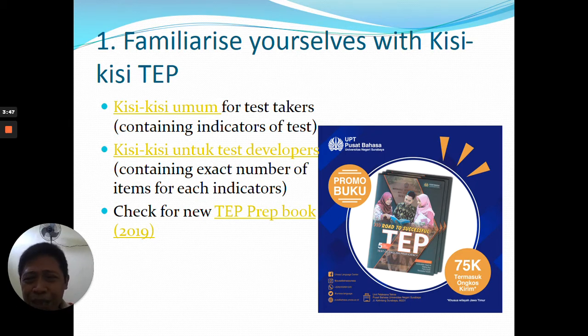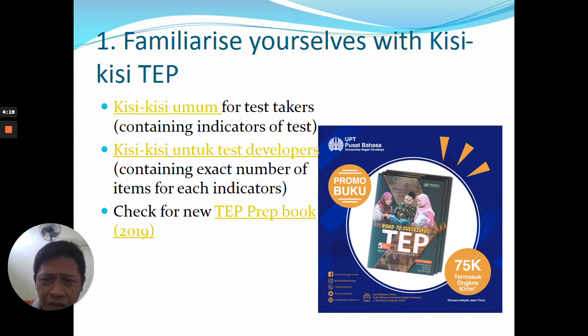I just put here the kisi-kisi for the test developers, containing exact numbers of items for each indicator, because the test developers of the TEP know very exactly the numbers for each of the indicators in the test blueprint. Yeah, the exact number.